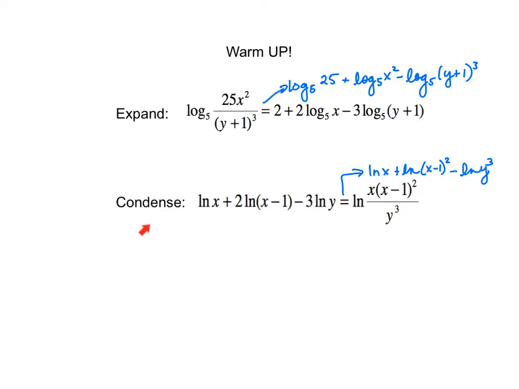In the second example, I'm condensing. So I have a sum here and a difference here. The first thing that I do is I move the coefficients up to exponents. So this 2 moves onto the x minus 1 as the exponent. The 3 moves onto the y as an exponent. Then I have ln of x times x minus 1 squared, because this is a sum, and the y cubed goes to the denominator.